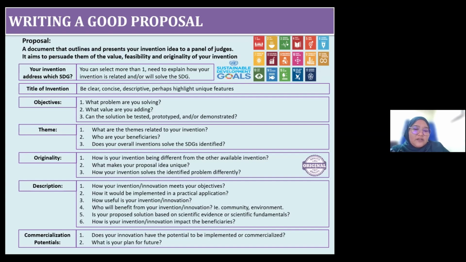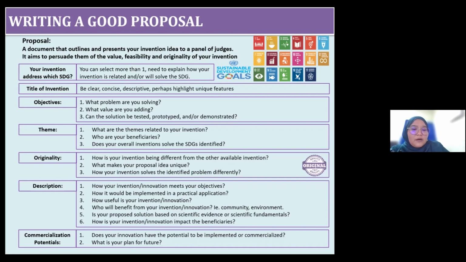Okay, and then next in the description, you will be asking how your invention or innovation impacts the beneficiaries. So you already spell out, or identify, who your target potential user is. With this you can spell out the impact on the beneficiaries, and again stress the usefulness of your innovation or your invention. So those are in the description about your product or innovation.